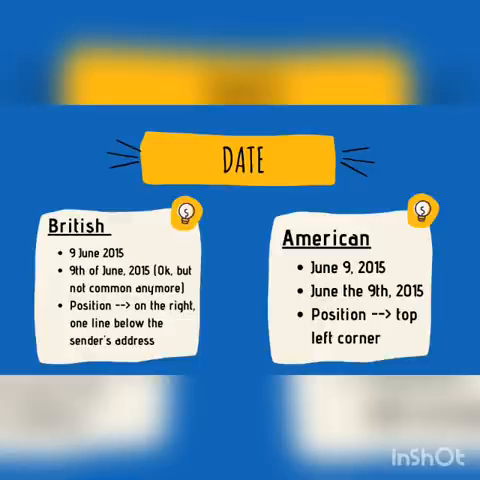And then the position is on the top left corner. Again, it's below the sender's address. Okay, so once again, if you want to use British English, you have to write it on the right side, one line below the sender address. And if you want to use American English, you have to write the date of the letter at the top left corner.